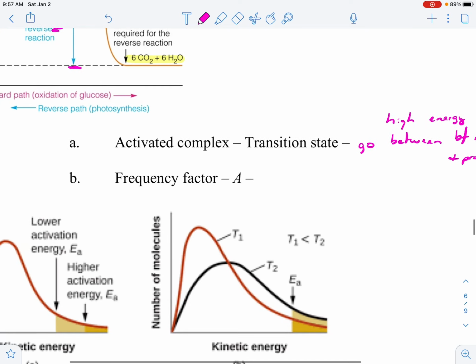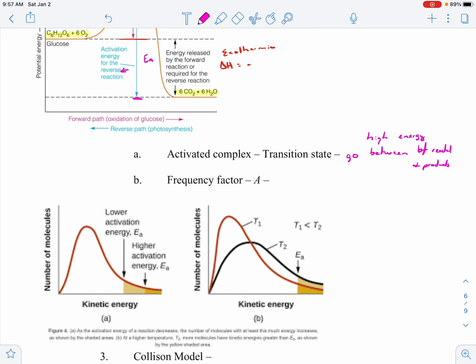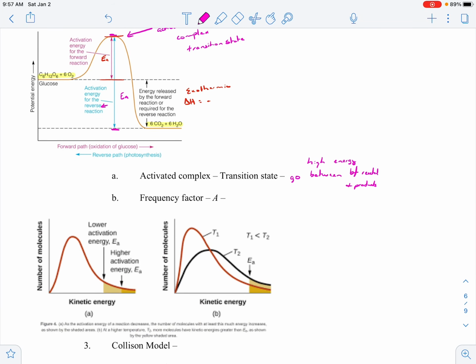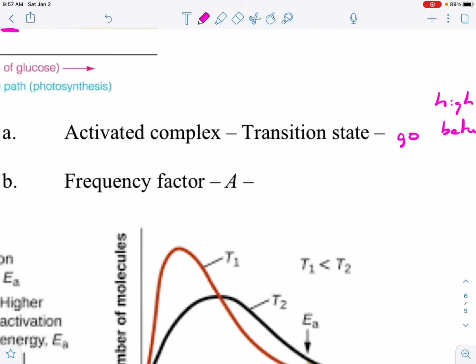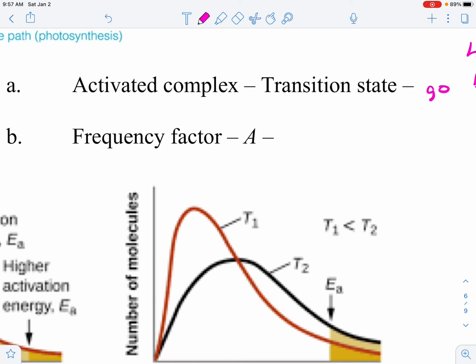Now, frequency factor is how many times these substances are colliding with each other with proper orientation. So frequency factor, capital A, is how often they are colliding. Their energy is important as well, but that's taken care of with the activation energy, and also proper orientation, which we're going to get into a little later in this video.